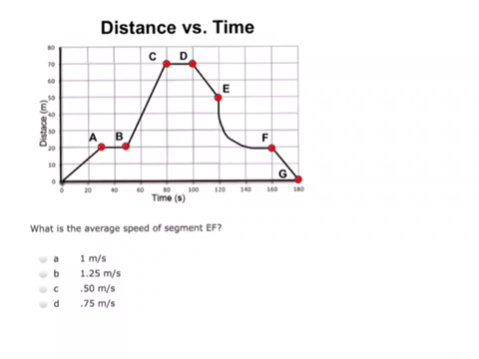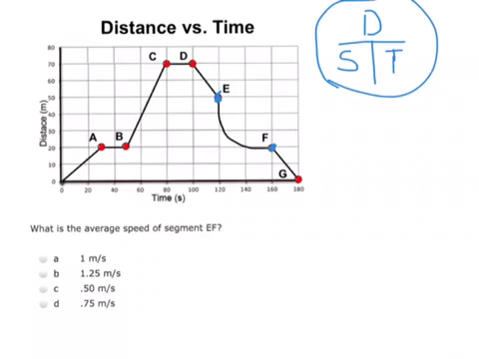For this problem, it asked, what is the average speed of segment EF? So if we look on our graph, we have segment E right there, and segment F right there. If you remember, we learned about a circle in order to remember the different formulas. So for this, we want to find speed. Speed equals distance divided by time.